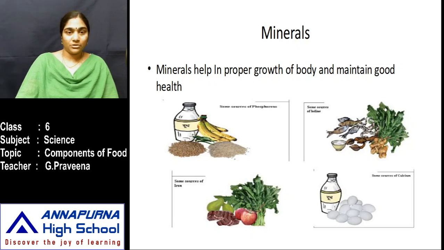And the major sources of iodine: we get this iodine through the salt that we intake, and also most of the aquatic animals provide iodine to the body. And apart from that, green leafy vegetables provide us iodine. And coming to calcium, milk and egg are the major sources to provide us calcium. So minerals are required in a very little concentration, and a few of these minerals are phosphorus, iron, iodine and calcium. The main function of these minerals is that they help in proper growth of the body and maintain good health.